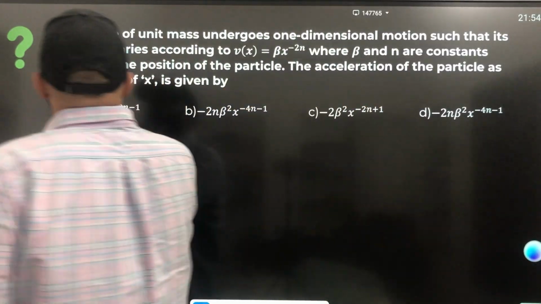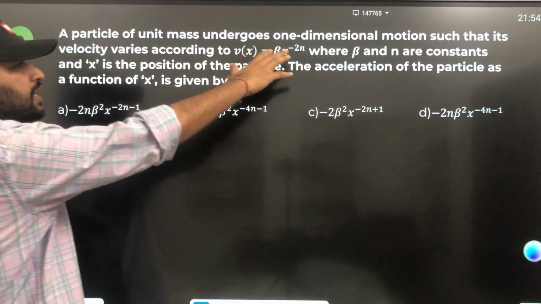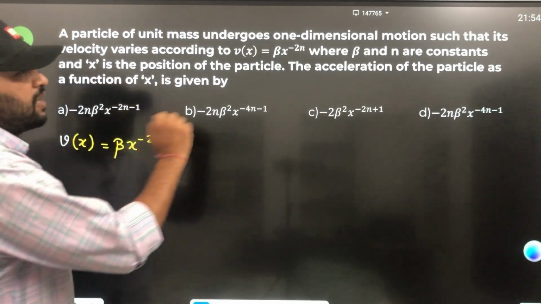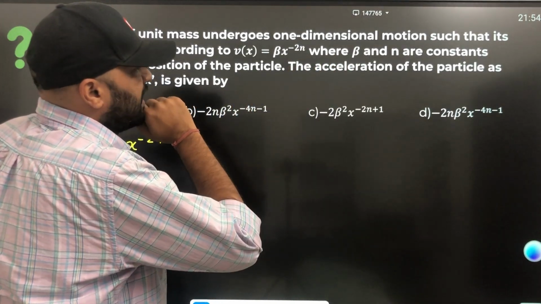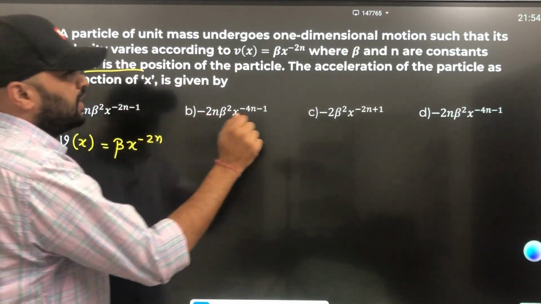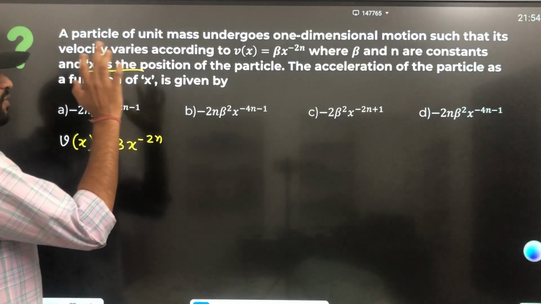Okay, let me come back to the problem. It says a particle of unit mass undergoes one-dimensional motion such that its velocity varies according to this particular expression, where beta and n are constants and x is the position of the particle. The acceleration of the particle as a function of x will be how much?